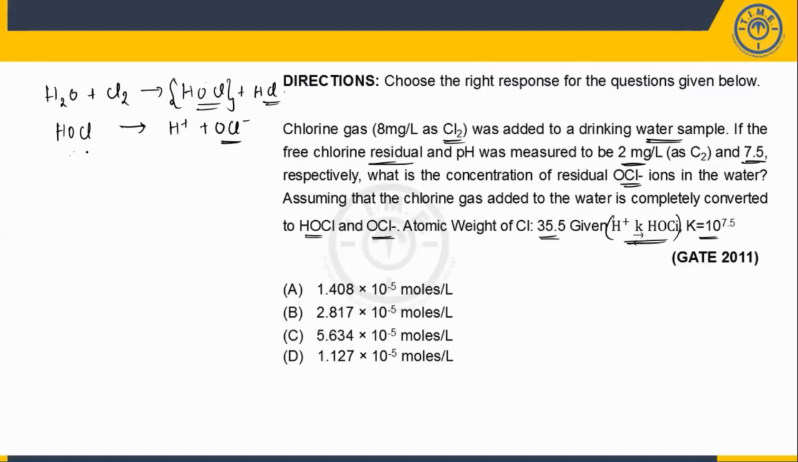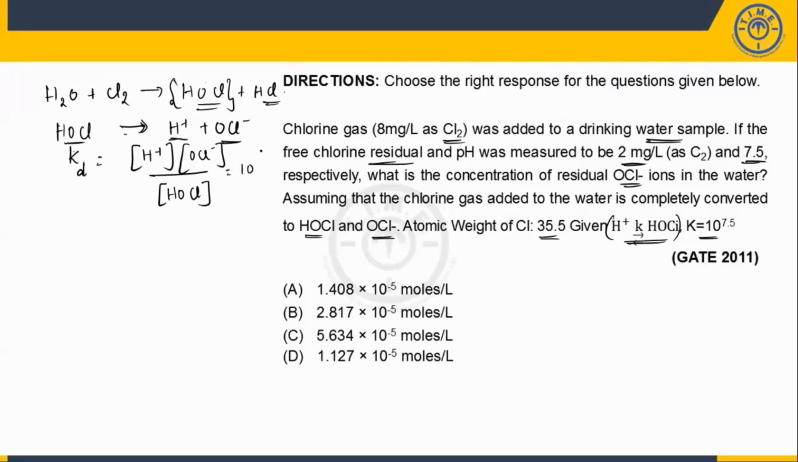Now, every equation is followed by a reaction. Every reaction is followed by a constant, the reaction rate constant. That constant, I can say, is K equal to H plus into OCl minus upon HOCl. Is it a dissociation reaction or association reaction? Dissociation, right? Because HOCl is dissociating into hydrogen positive ion and hypochlorite ion. Therefore, I call it KD.